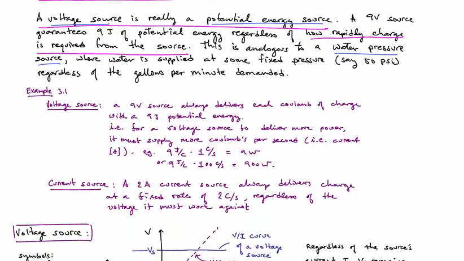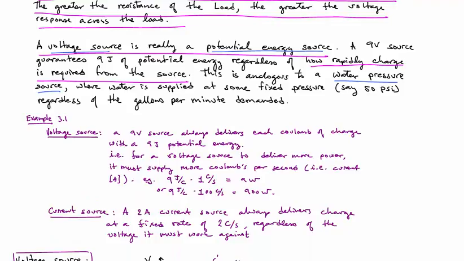Okay, so just two examples here. First, voltage source. A 9-volt source always delivers each coulomb of charge with 9 joules of potential energy. So for a voltage source to deliver more power, it must supply more coulombs per second. In other words, more current. If you want more power out of a voltage source, then you just need to ask for more current. At 1 amp, you're going to get 9 times 1 coulomb per second, or 9 watts. If you want 900 watts, then you've got to extract 100 coulombs per second to get that higher power.